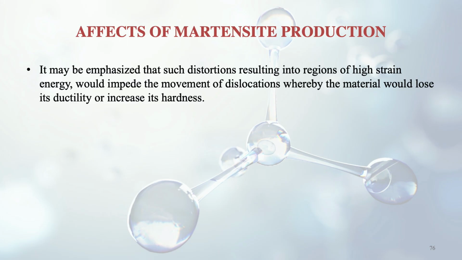So what are the effects of martensite production? Now we will see in the coming lecture. It may be emphasized that such distortions resulting into regions of high strain energy would impede the movement of dislocations. So there are certain dislocations inside the atomic structure, and their movement is impeded because of these high strain energy regions. So the material would lose its ductility and the hardness will increase.